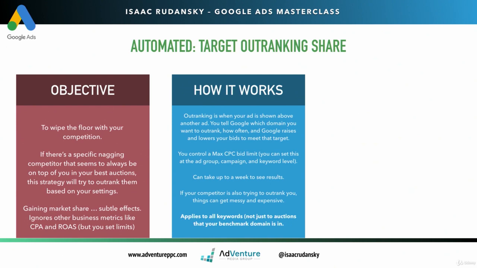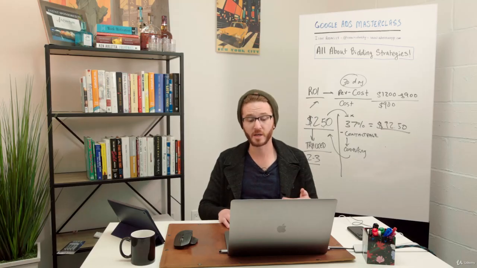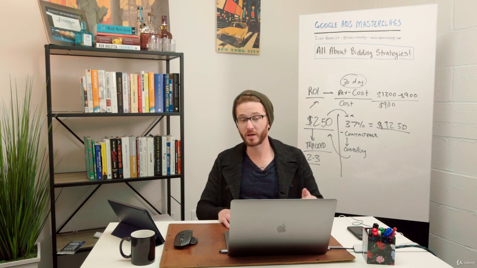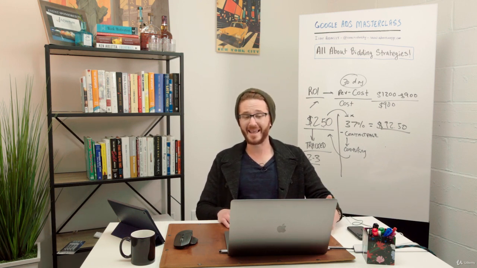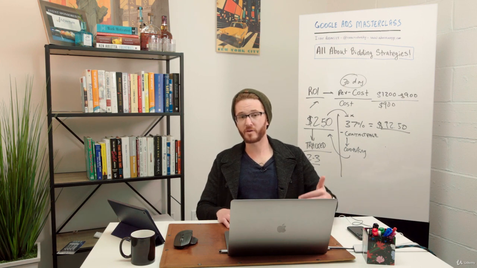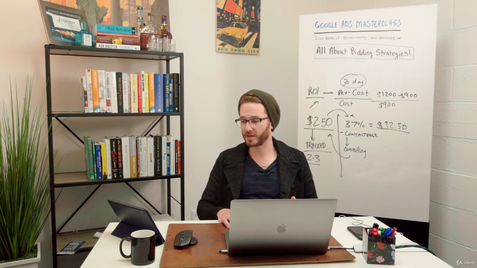Applies to all keywords, not just to auctions that your benchmark domain is in. Okay? It applies to all auctions, not just to auctions that your target benchmark competitor domain is in, which is interesting. You're going to be applying a keyword level bid strategy or a campaign level bid strategy, and it could drive up the costs of your keyword even when that competitor is not in that auction with you. So keep that in mind as well.